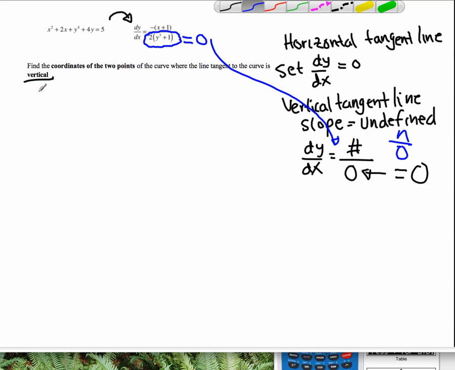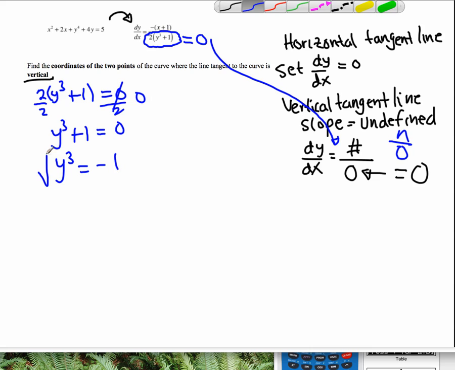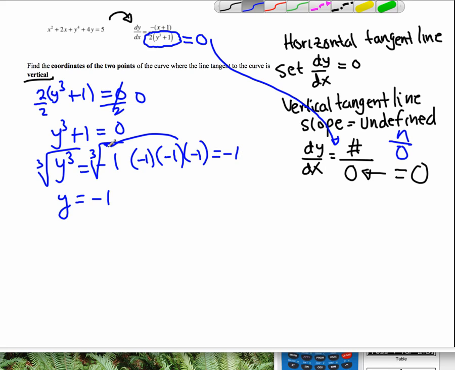Alright, so I'm going to take 2 quantity y cubed plus 1 equal to 0. If you divide by 2, you still get 0. So you get y to the third plus 1 equals 0. y to the third equals negative 1. You take the cube root of negative 1 and you get negative 1. And the answer is negative 1 because negative 1 times negative 1 times negative 1 gives you negative 1. And the cube root means find a number that when you multiply it 3 times gives you whatever is inside the radical. In this case, it's negative 1.